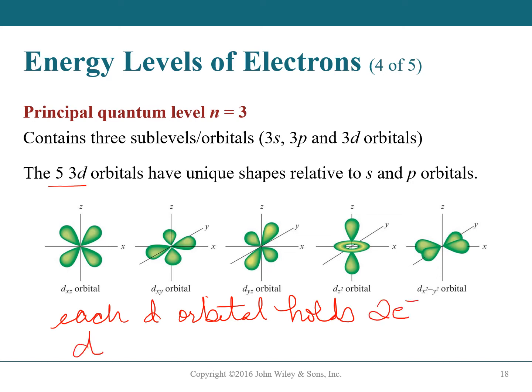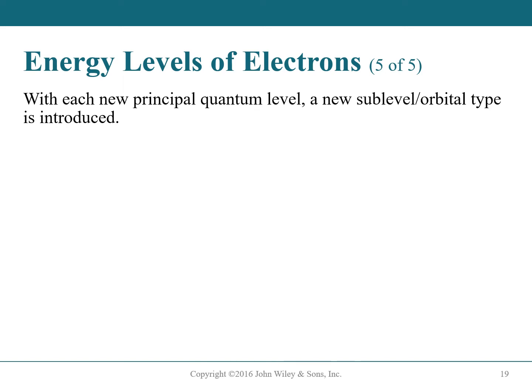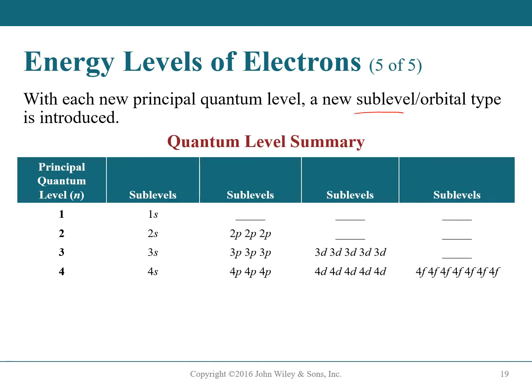So the d subshell holds a maximum of 10 electrons. Now every time you increase your principal quantum level, you're going to get a new sublevel and orbital type. So principal quantum level 1, you only have 1s. But 2, you have 2s, 2p. 3, you have 3s, 3p, 3d. 4, you have 4s, 4p, 4d, 4f.